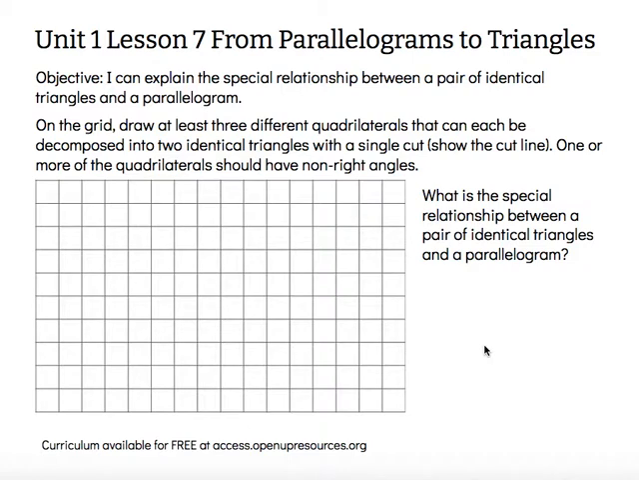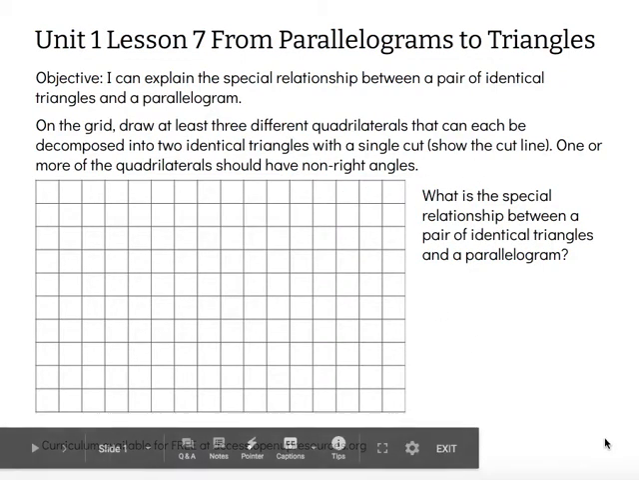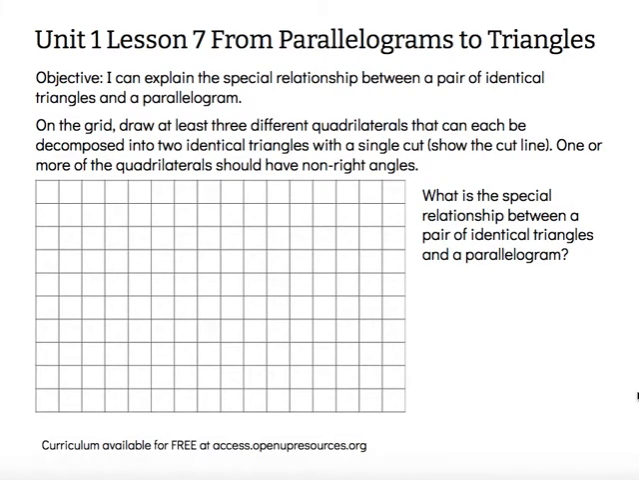So, quadrilaterals. When I hear that, I think of squares and rectangles. So I can certainly use those, but that last part says one should have non-right angles. So I'm going to have to draw a quadrilateral that's not a square and it's not a rectangle. Well, I'll start with my square.